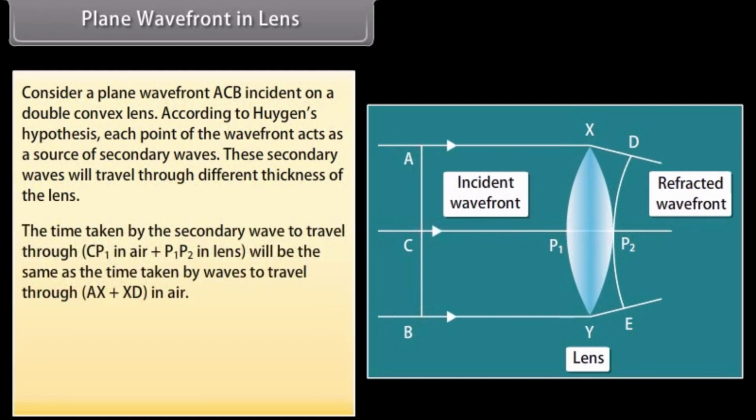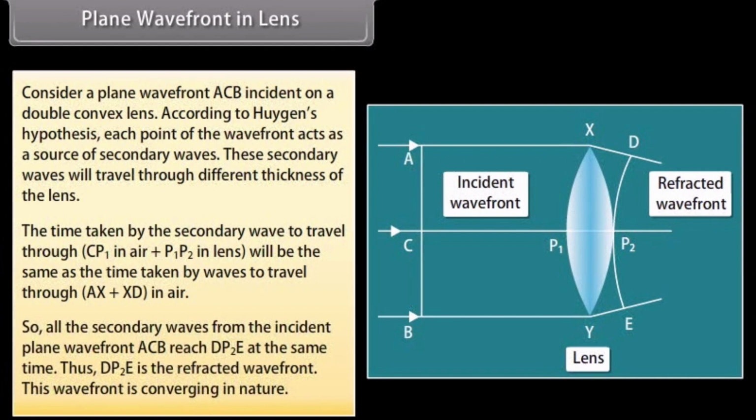The time taken by the secondary wave to travel through CP1 in air plus P1P2 in lens will be the same as the time taken by waves to travel through AX plus XD in air. So, all the secondary waves from the incident plane wavefront ACB reach DP2E at the same time. Thus, DP2E is the refracted wavefront. This wavefront is converging in nature.